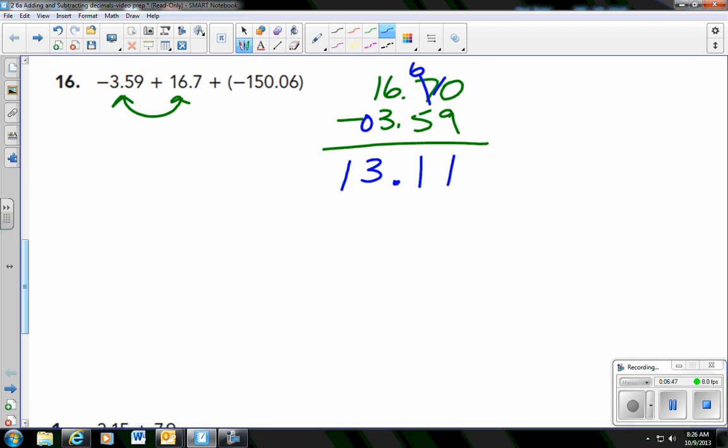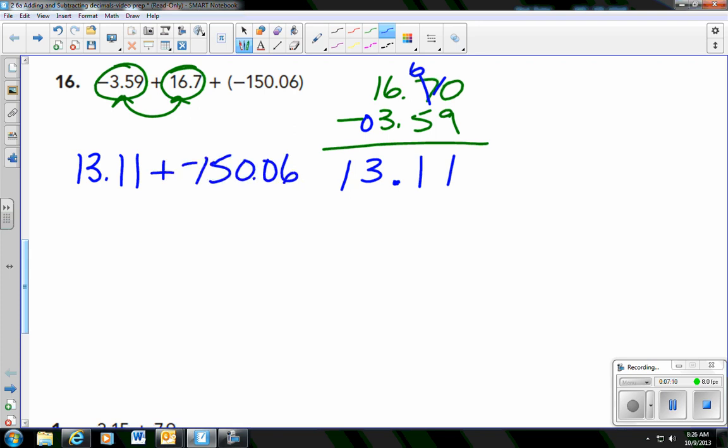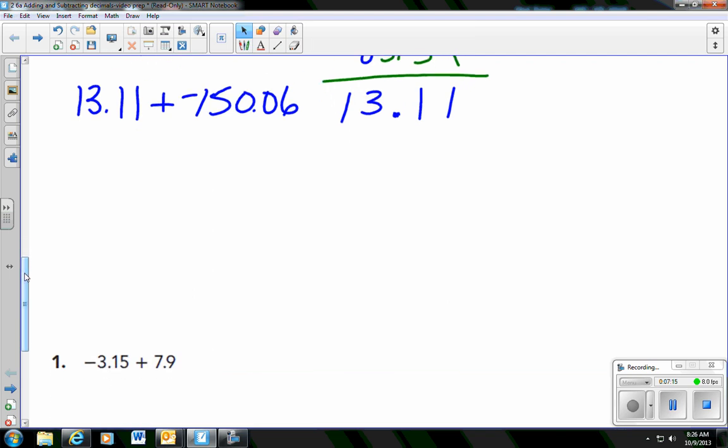So we get 13.11. Then you have to ask yourself, is it positive or negative? So if we go back to the original numbers, negative 3.59, positive 16.7, we definitely have more positives than negatives. So our answer would be positive 13.11. And then we're adding negative 150.06 to that. Okay, so again, we're adding, no leave change opposite, it already is addition.